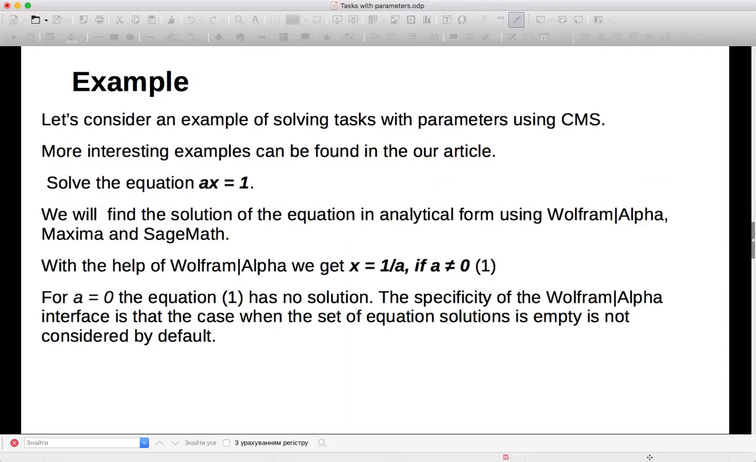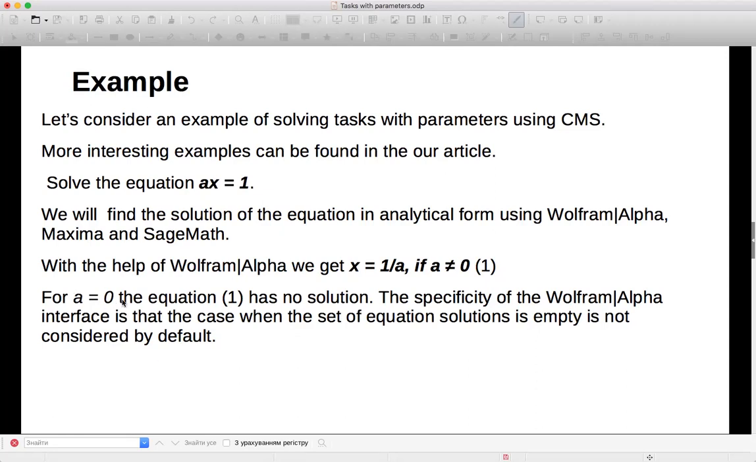Let's consider an example of solving tasks with parameters using CMS. More interesting examples can be found in our article. So the first example is: solve the equation a multiply x equals 1. We will find the solution of the equation in analytical form using Wolfram Alpha, Maxima, and SageMath. With the help of Wolfram Alpha, we get an answer represented here, and we'll mark it by 1.